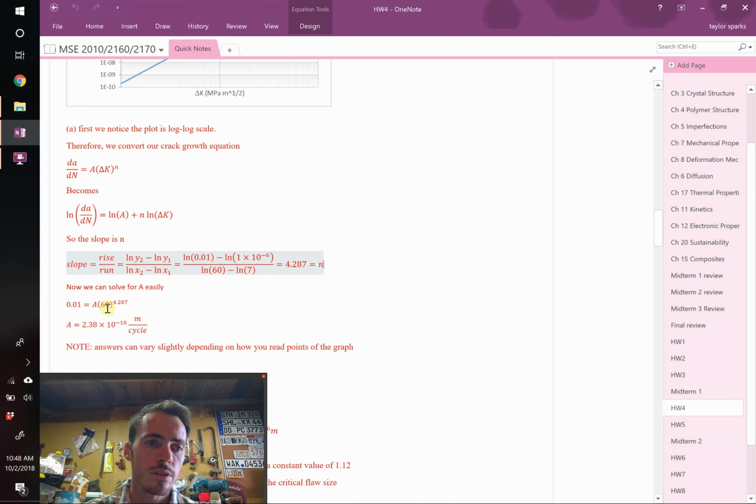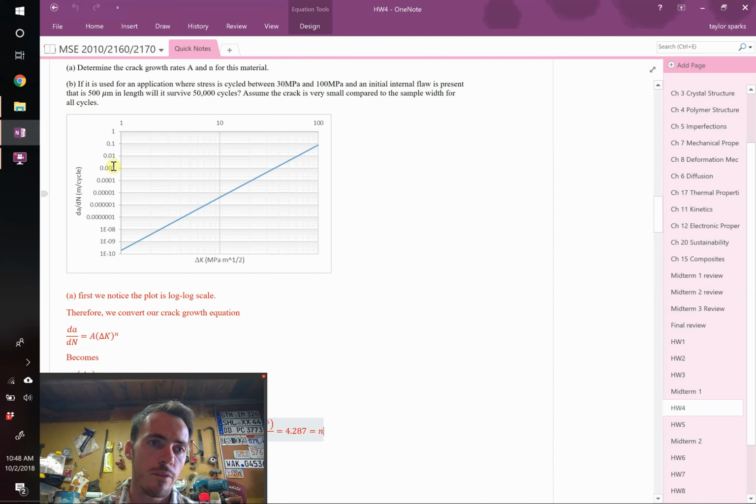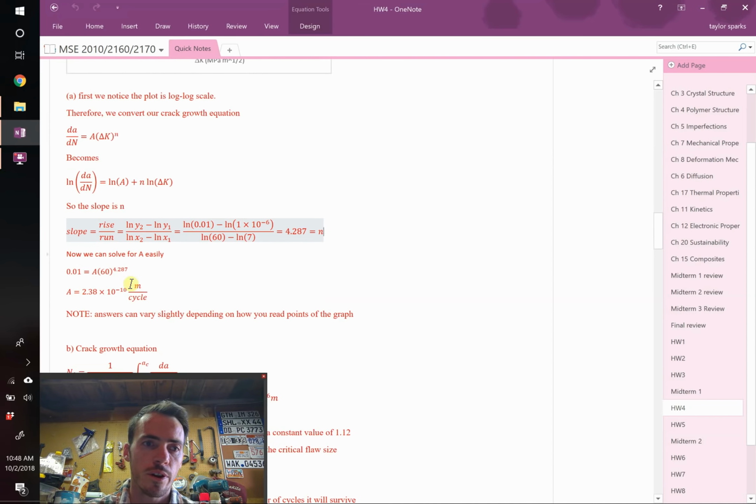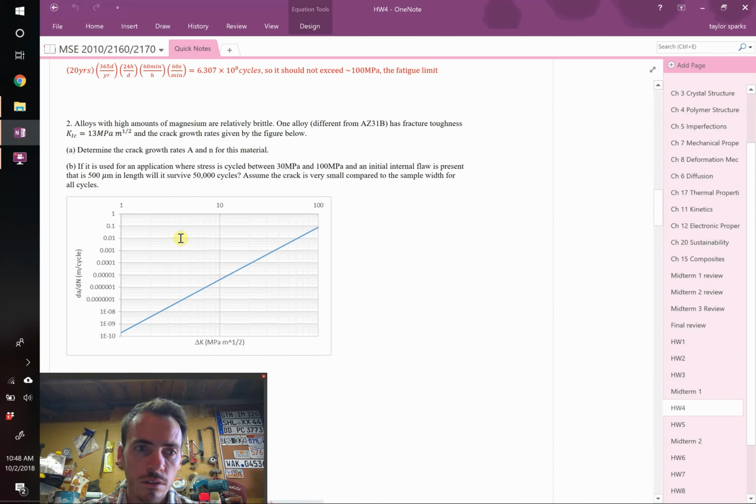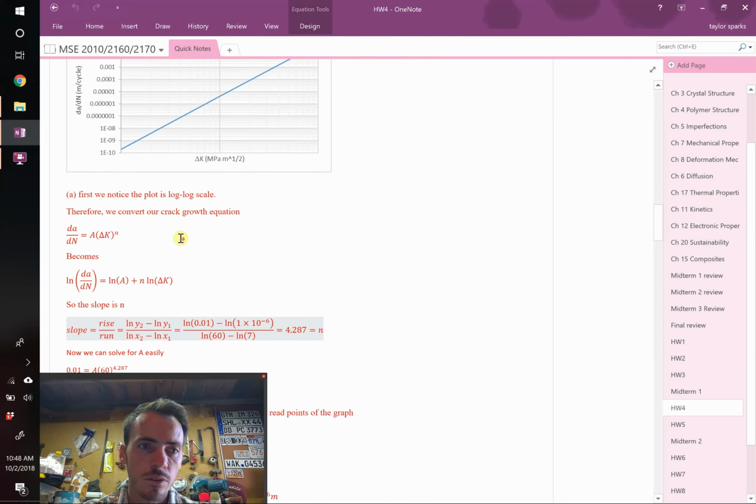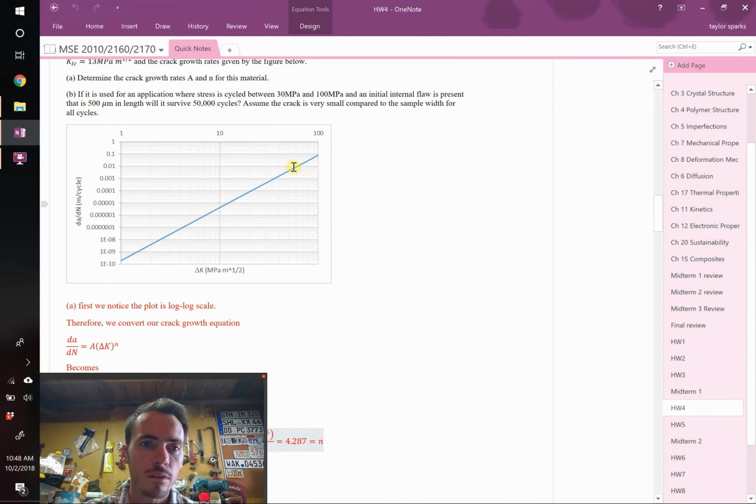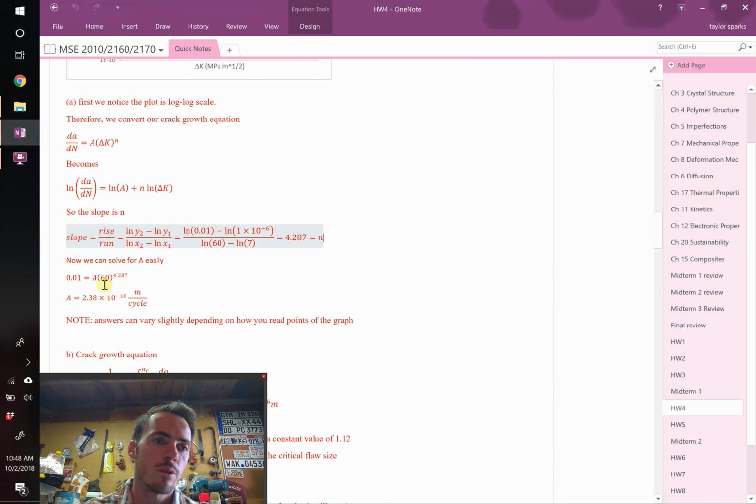Once you have the slope, you can take one of the values off of this plot. I took 0.1 because it's easy to see that it's at 100 for your x value. Actually, it's not at 100, it's at 60. Sorry, I misread that. Oh, 0.01, sorry, right here, 0.01. So it's at a stress range value of 60. There's your da/dN. You know what n is, so you can solve for A. So that's the A and the n.